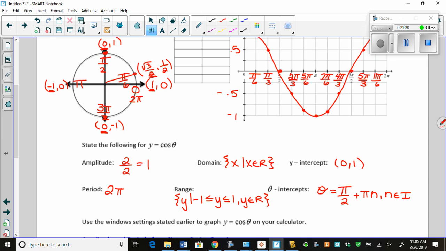Okay, do this for me. You have your y equals sine x in your calculator right now, right? In Y2, put y equals cos x, and then arrow over to that slanted line, hit enter and make it thicker. And then press graph.